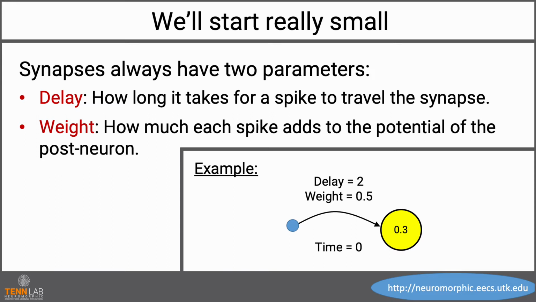So for example, we have a synapse here with a delay of 2 and a weight of 0.5, and the spike travels. It takes 2 units of time to get from its pre-neuron to the post-neuron, and when it arrives at the post-neuron, it adds its weight to the action potential, which went from 0.3 to 0.8.